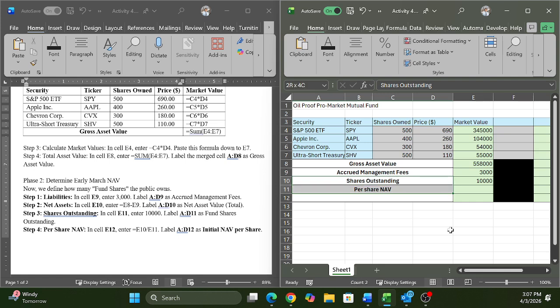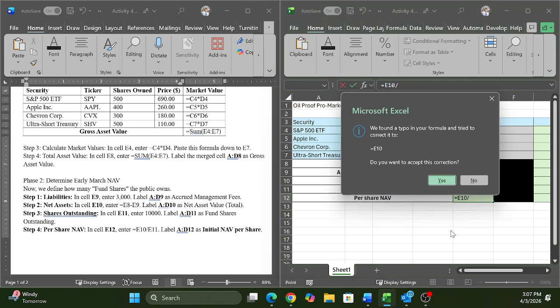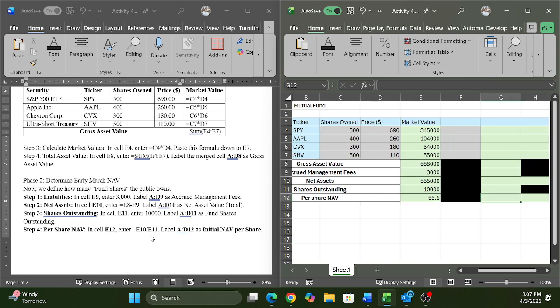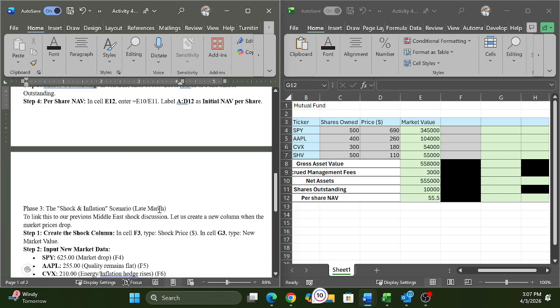We made a slight mistake here. This will be net assets. So equals that minus that. And then shares outstanding is 10,000. So equals that divided by that. Oh, yes. So equals E10 divided by E11. Perfect. So the net asset value is 55.5. So we did that. So step four is finished.